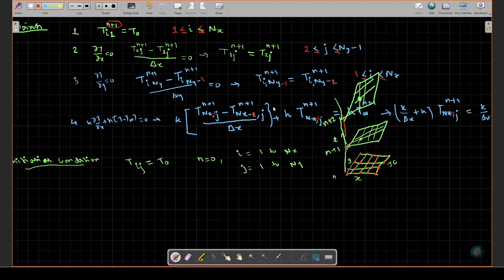So suppose at T n + 1, for T i n minus 1 like that, these interior points' values will come into the picture. Are you getting it? Yes, sir. Okay, hopefully.